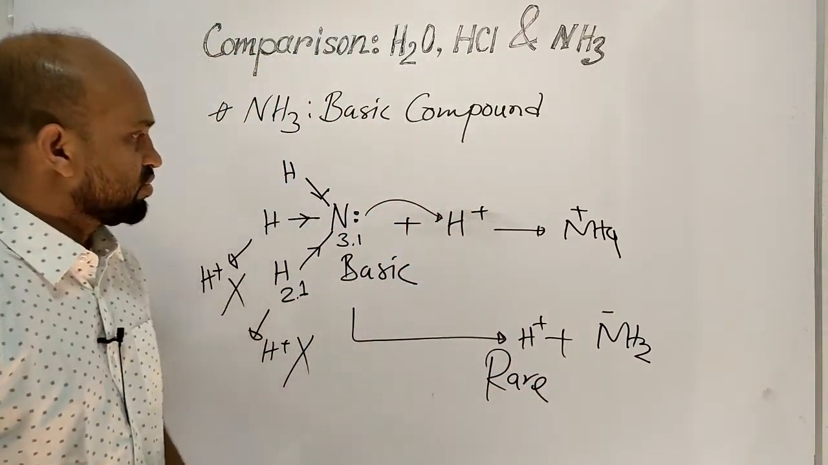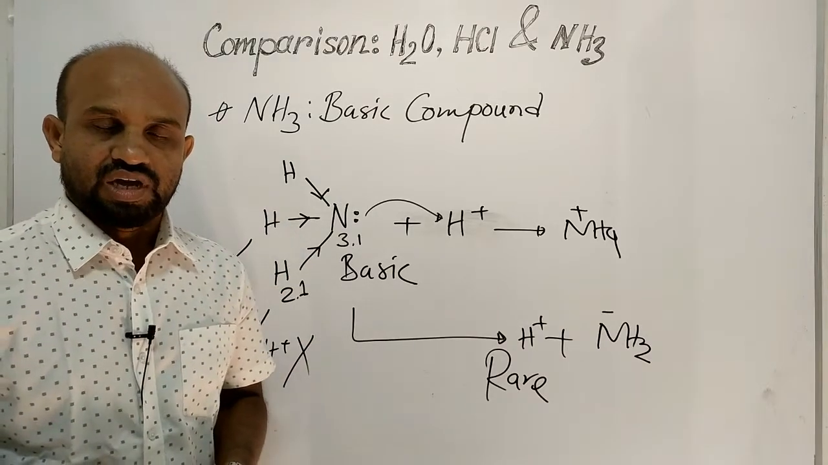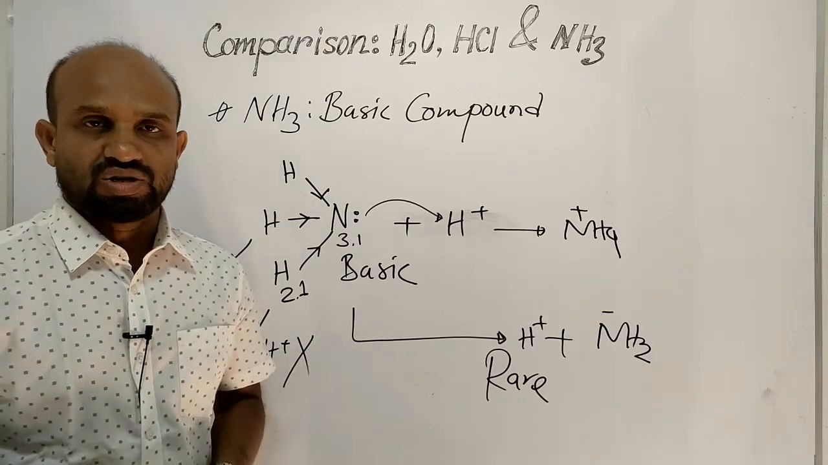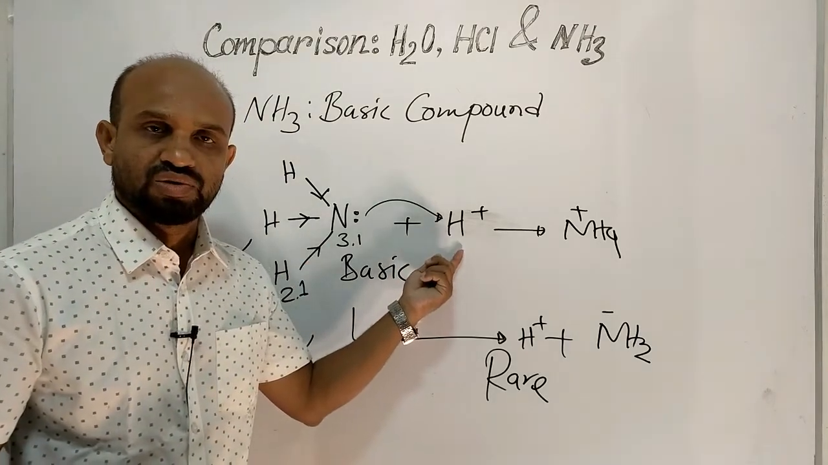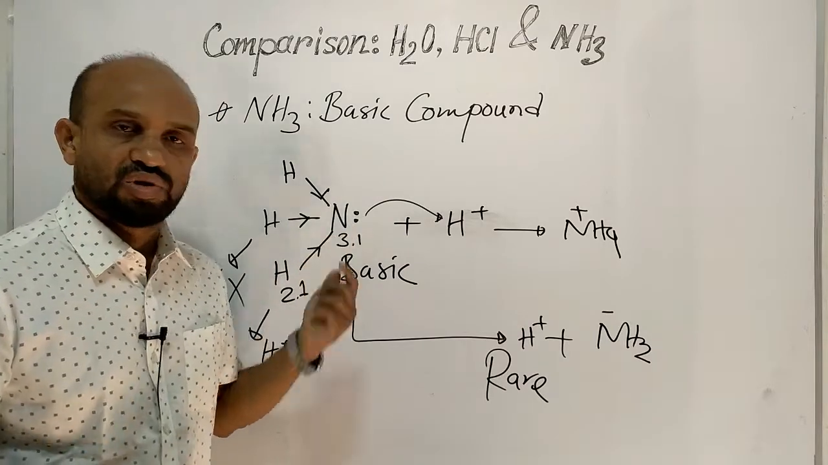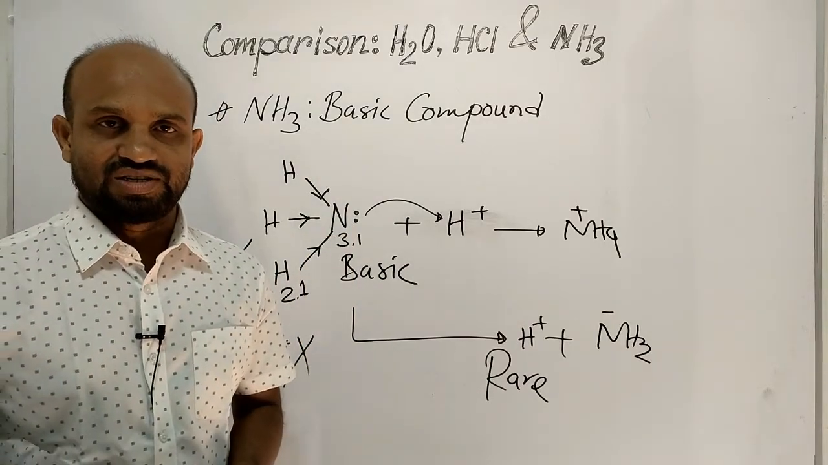So we can say that simply ammonia is a kind of basic compound according to the Bronsted-Lowry concept. That means ammonia can accept proton with the help of the lone pair of electrons. Let's see the next point.